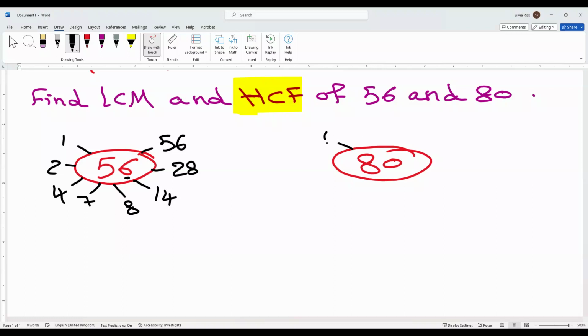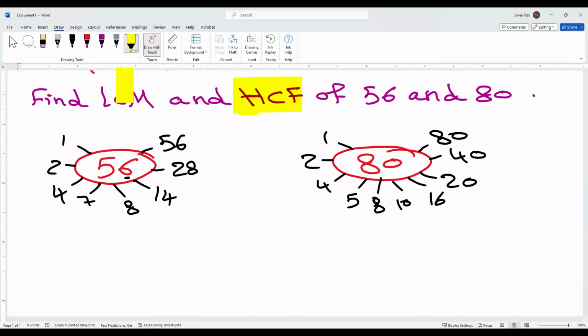Now, let's do the same for 80, 1 and 80. It's an even number, so I can halve it. 2 and 40. 3, no. 4, yes. 4 and 20. 5, of course, it's ending with 0. So this is 5 times 16. It's 8 times 10.